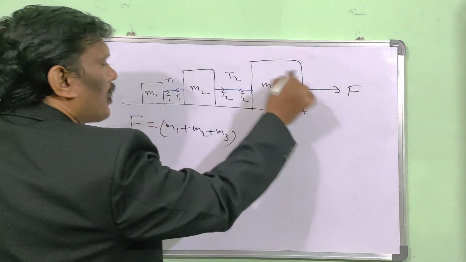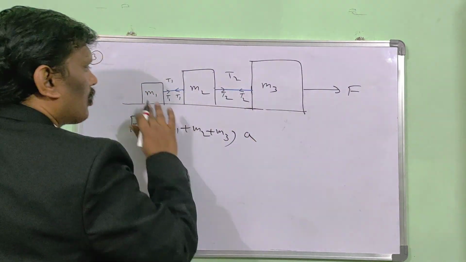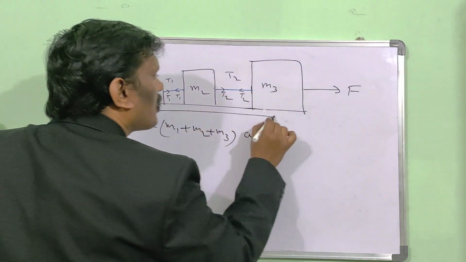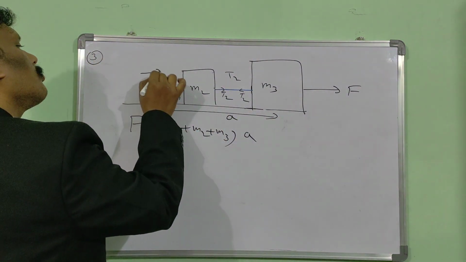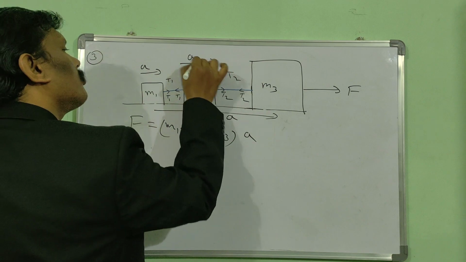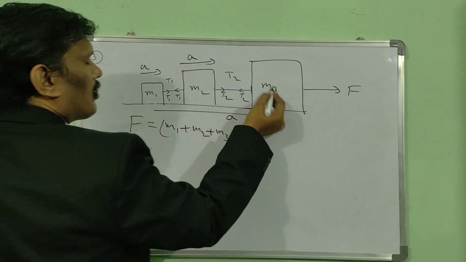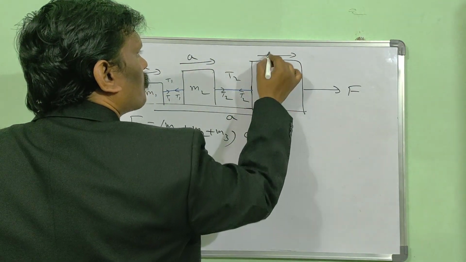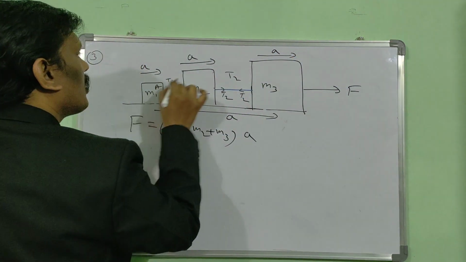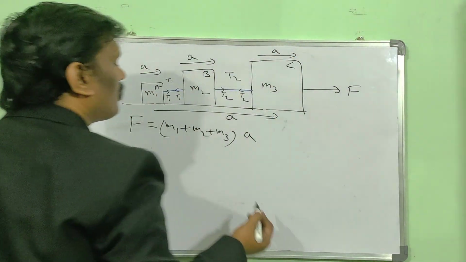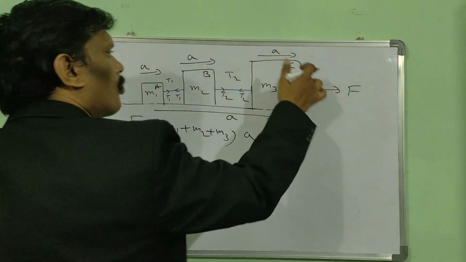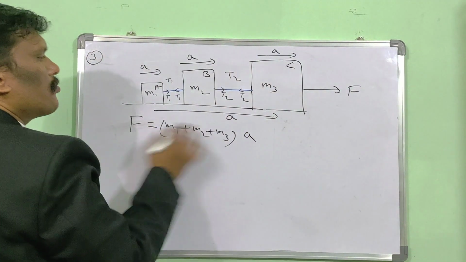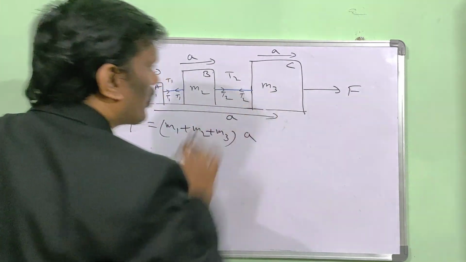What is the total acceleration of the system? A. The total system is moving with the same acceleration A, no doubt at all. That means block A is moving with acceleration A, block B is moving with acceleration A, and block C is also moving with acceleration A. This is block A, this is block B, this is block C. The total system is moving with acceleration A because all are connected with a string.